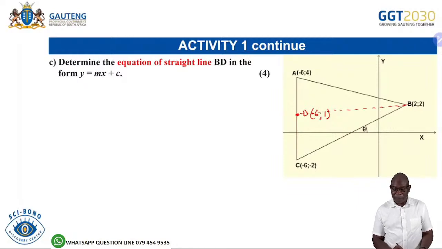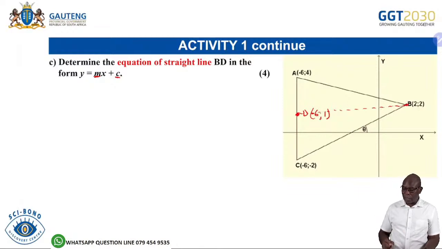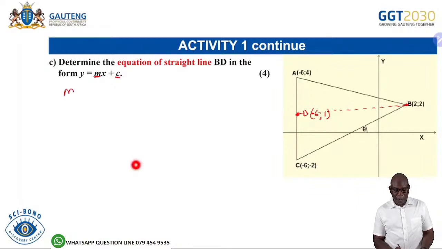I'm going to say, because I need the equation of the straight line, first of all, what do I need? I need the gradient of that line BD. I also need the y-intercept of that line. What do I have? I have 2 points. So if I've got 2 points, what can I start with? With the gradient. So I'm first going to get the gradient of BD.